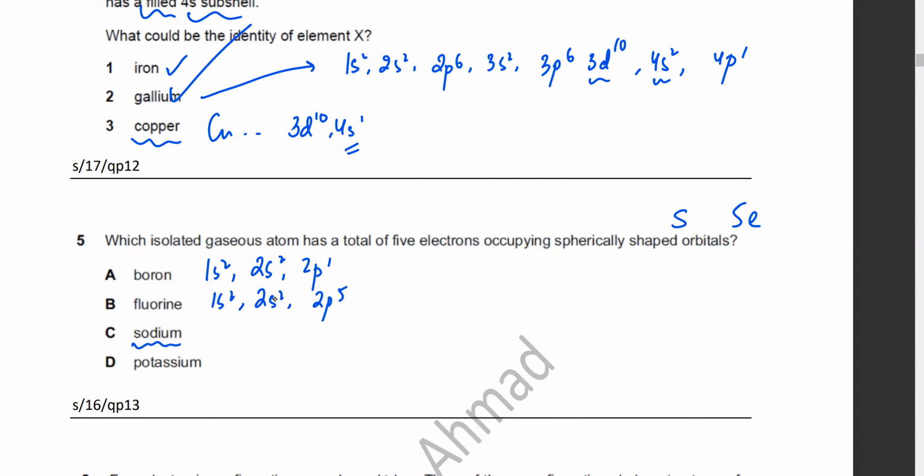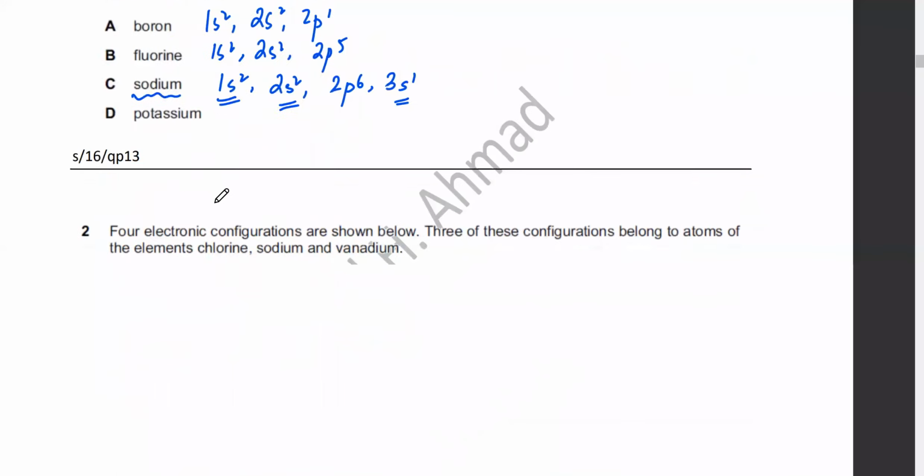So now the answer would be sodium. It's going to be 1s2, 2s2. The 2p would be full, and then there's going to be 3s with 1 electron. So the spherically shaped orbitals have a total of 5 electrons. So hence sodium is the correct answer for this.